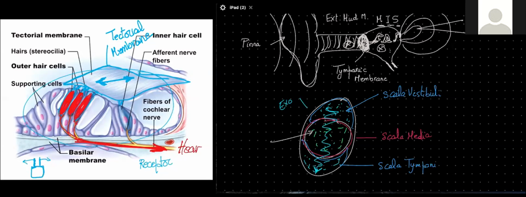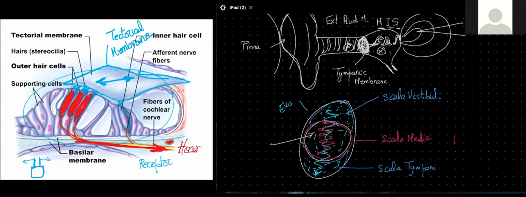What if it's too soft? The sound is too soft, or it has a very high frequency. It will fail to penetrate the scala media. And if it fails to penetrate the scala media, what's going to happen? You won't hear the sound. Why? Because you're only going to be detecting those vibrations that will reach the scala media. Why specifically the scala media? Because this is where I have the receptor responsible to detect sounds.